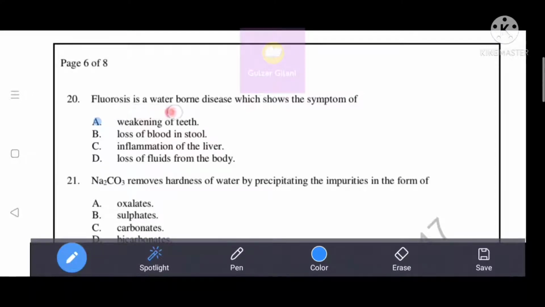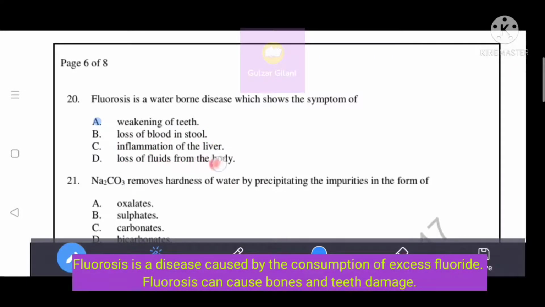Fluorosis is a waterborne disease which shows the symptom of given option weakening of teeth, loss of blood in stool, inflammation of the liver, loss of fluids from the body. Among these, the correct answer is option A, that is weakening of teeth. Means A is the correct answer. As you know, fluorosis is a disease caused by the consumption of excess fluoride. Fluorosis can cause bones and teeth damage. That's why option A, weakening of teeth, is the correct answer.